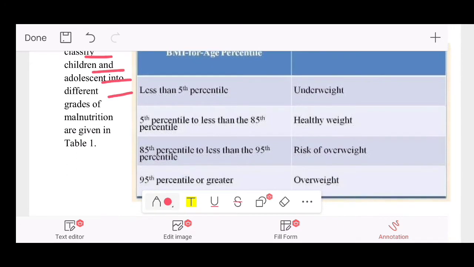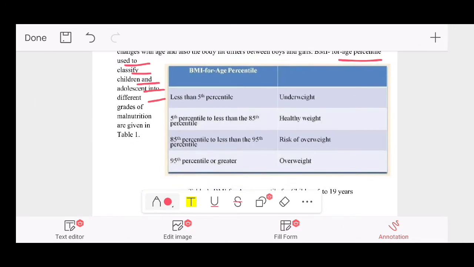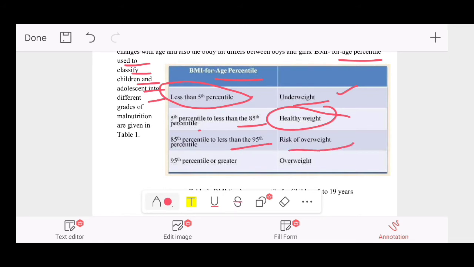See here one chart is given. BMI for age percentile less than the 5th percentile is underweight. This means according to the current survey, within the last 10 years, less than the 5th percentile is underweight, 5th percentile to less than the 85th percentile is healthy weight, 85th percentile to less than the 95th percentile is risk of overweight, and 95th percentile or greater is overweight.